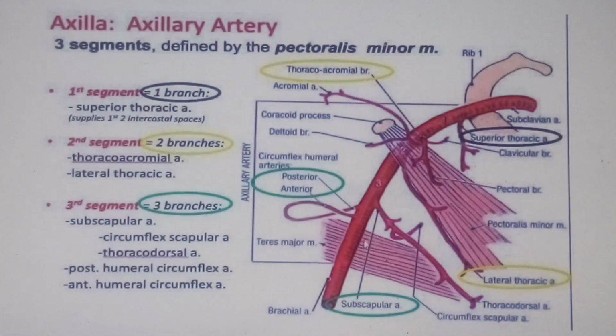We rather call it the axillary artery. And the axillary artery will end where? It will end at the level of the lower border of this muscle over here, the teres major muscle. So that is one thing that we have to know.